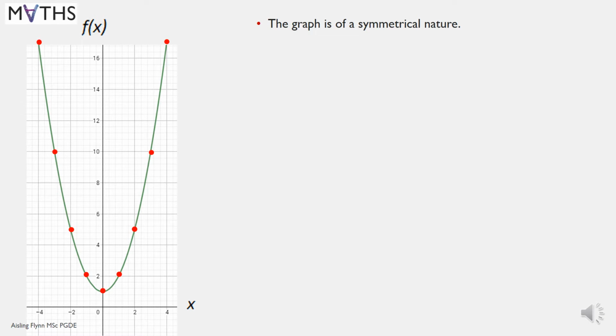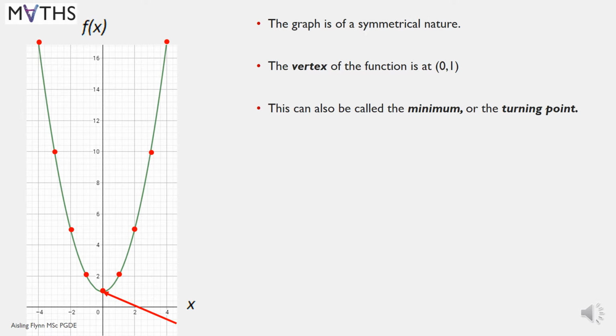So the graph is of a symmetrical nature, or it is symmetrical. Now, this time our vertex, or turning point, is at (0, 1). So x value 0, y value 1. And this is also called the minimum, or the turning point. Okay, and you see that every point is 1 higher than before. And it has the effect that the whole function is shifted up the page by 1 unit.